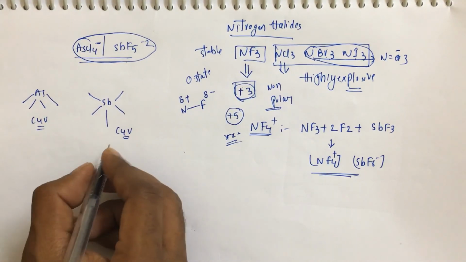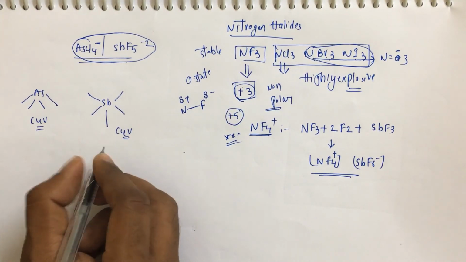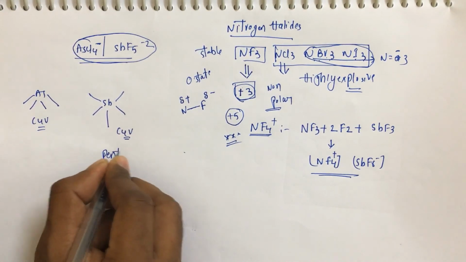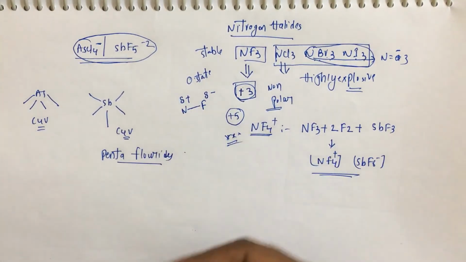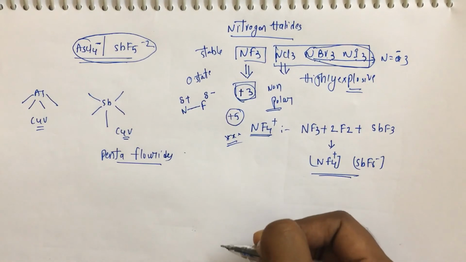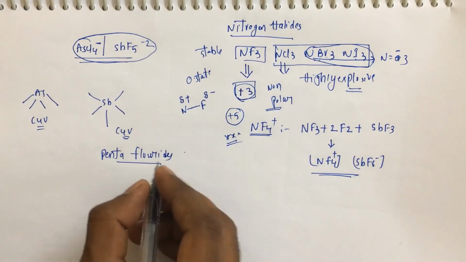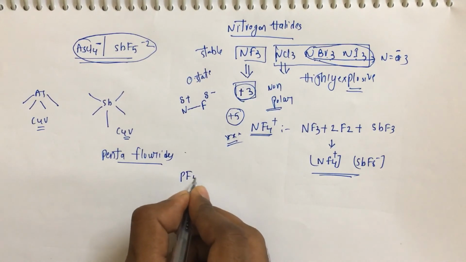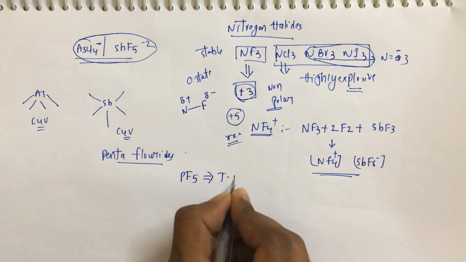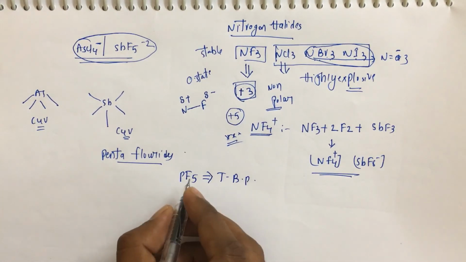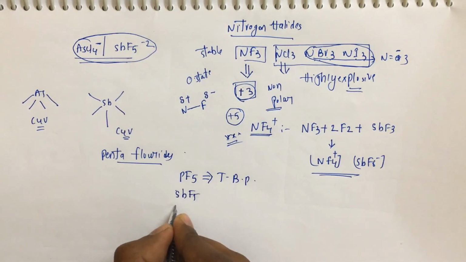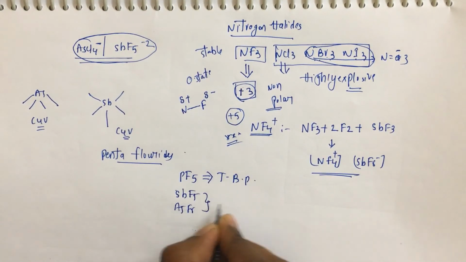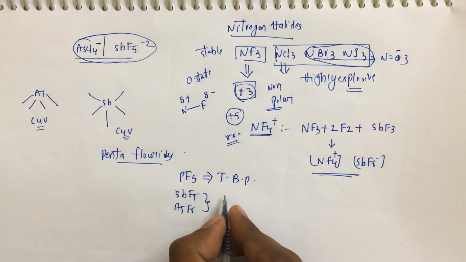Now we are going for the pentafluorides. I am not telling in order, so whatever points I am remembering, I am explaining here. So except PF5, what is the PF5 structure? Trigonal bipyramidal. Except this, other fluorides like SbF5 and AsF5 exist, we can say, in the tetrameric form.